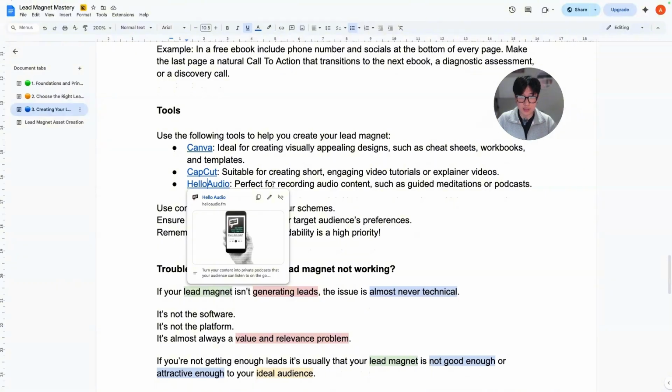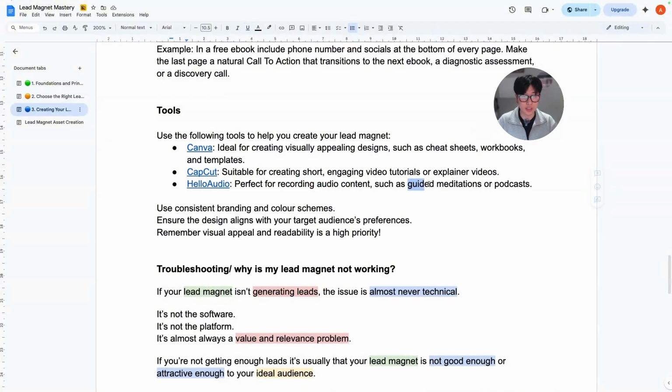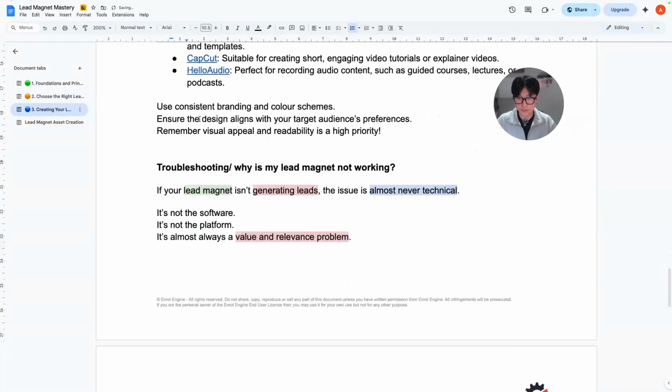Hello Audio, it's perfect for recording audio content, such as guided meditations or podcasts. Meditation is not as relevant for us, so you can do guided courses, lectures, or a podcast. So you want to use consistent branding and color schemes.